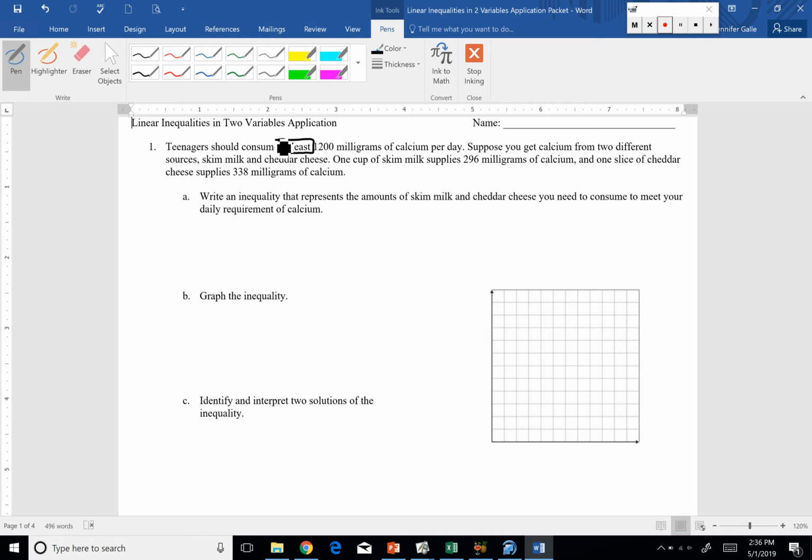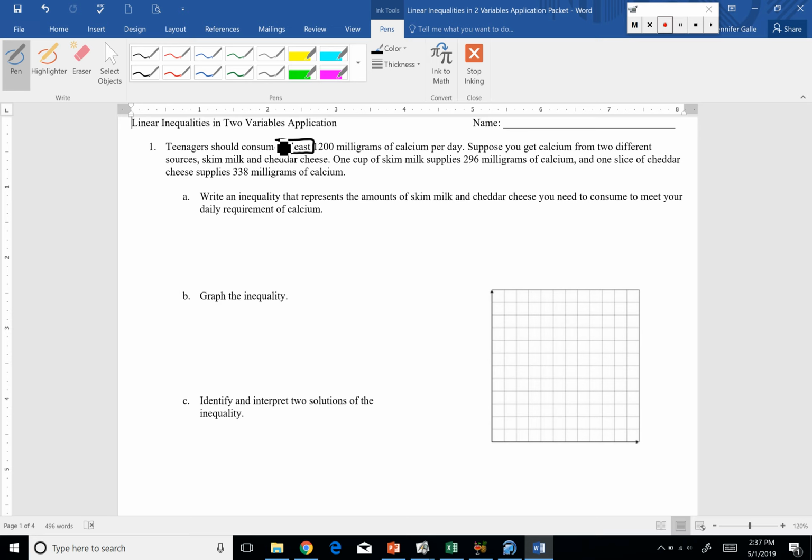So let's take a look. Letter A, it says write an inequality that represents the amounts of skim milk and cheddar cheese you need to consume to meet your daily requirement of calcium. Now, I didn't specifically put it in here, but you need to define your variables. So if you're using X and Y, I want you to write down what X represents and what Y represents. Now, since we're using inequalities, we know we have to graph and shade. That's how we solve inequalities. Whether there's one variable or two variables, it's how we solve inequalities. We graph and we shade.